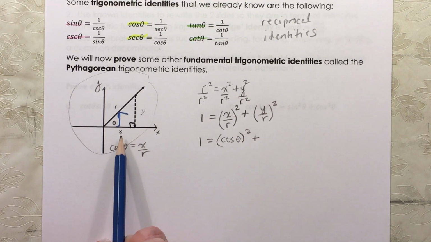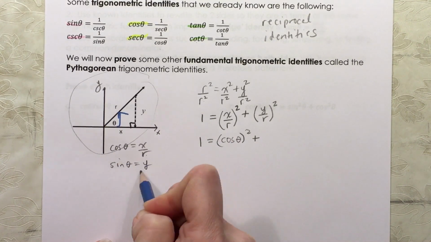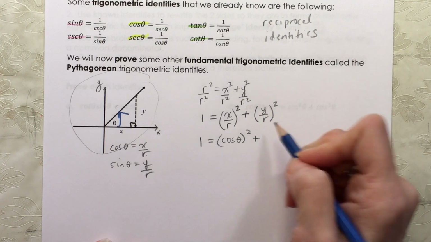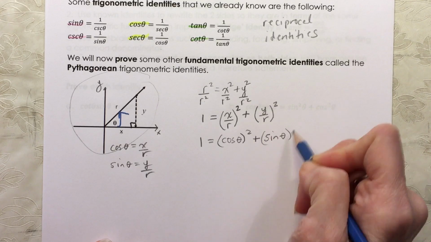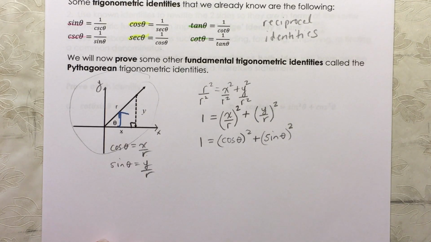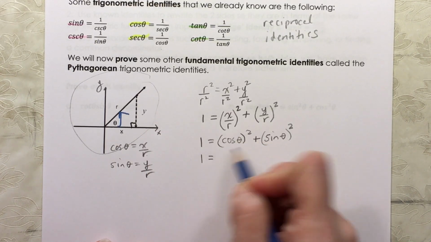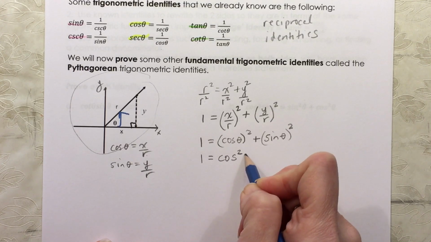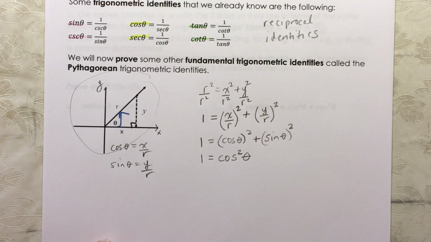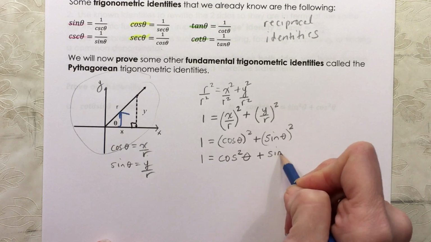And from this diagram, we know that the sine of theta is equal to y over r. So we can change (y over r) squared to (sine of theta) squared. And that's our identity. The only thing is that there's a short form of writing (cos theta) all squared, and that's to write it as cos with the squared between the s of cos and the theta. So that really means (cos theta) squared, but we say cos squared theta. And then we could rewrite this one as sine squared theta.